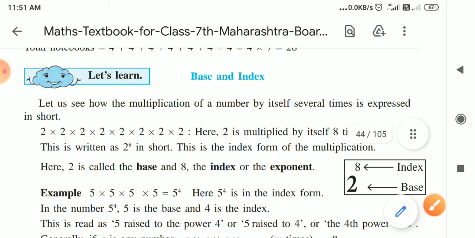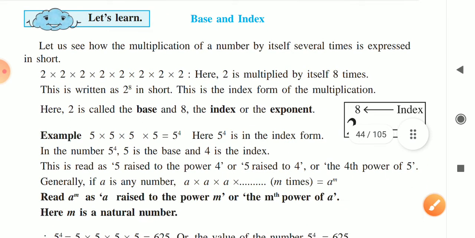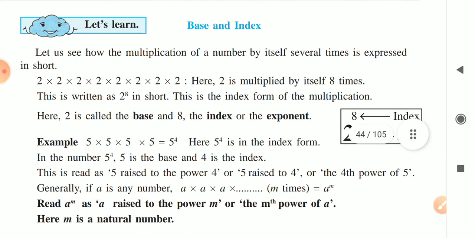Okay, so here what is given, that we will see. 2's 8 times multiplication. Here the 2 is multiplied by itself, means 2 multiplied with 2 only. How many times? Suppose here it is given 8 times. So how do we write it? 2 to the power of 8, means 2 raised to 8. We can read it in a number of ways. So 2 is a base and 8 is an index. It is very very easy.